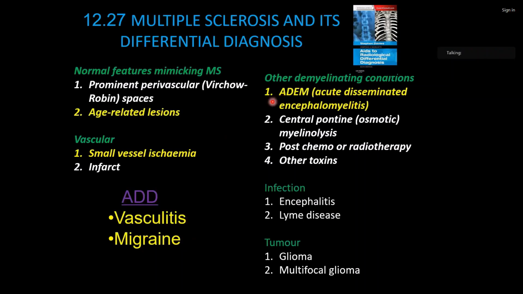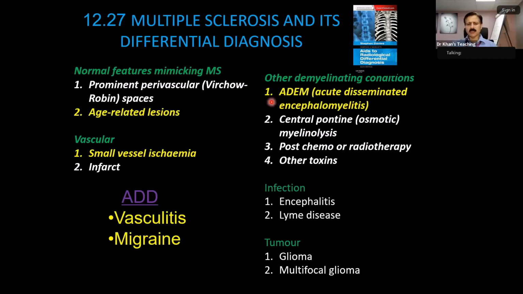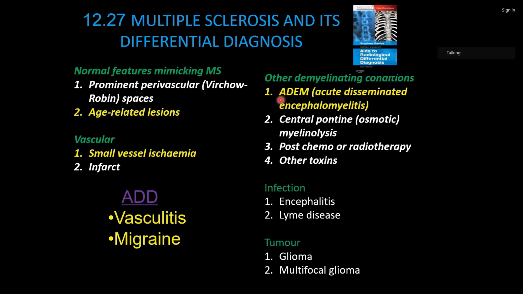Otherwise, ADEM, which is acute disseminated encephalomyelitis, is in the differential. Please remember the clinical difference between MS and ADEM is that MS is a multiphasic illness. Acute disseminated encephalomyelitis is a monophasic illness. Both of them can also involve the cord. But the lesions of ADEM are different than MS.